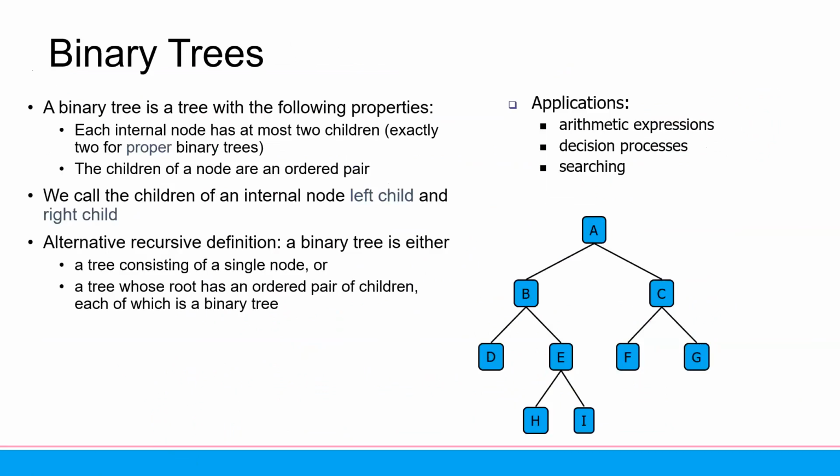We have the binary trees. A binary tree means a tree with the following properties. Its internal node has at most 2 children. So I have the internal node, which is A, and it has 2 children. I have an internal node, I have 2 children. I have an internal node, at most I have 2 children. So it means exactly 2 for proper binary trees.